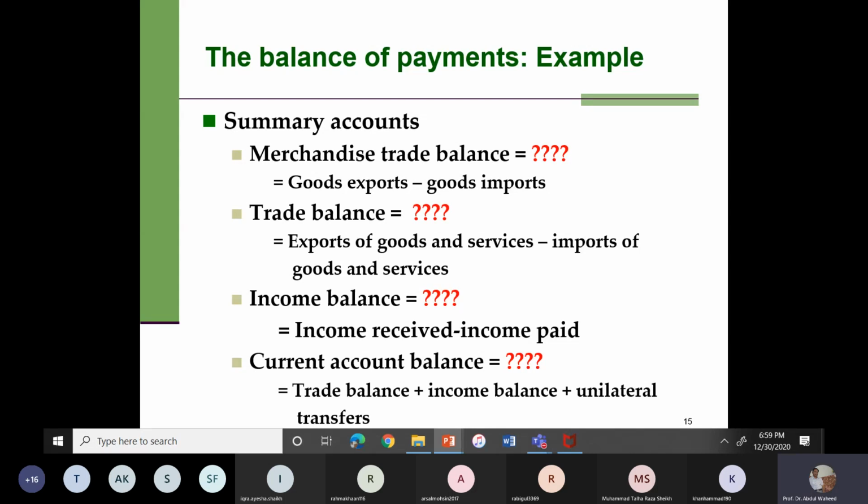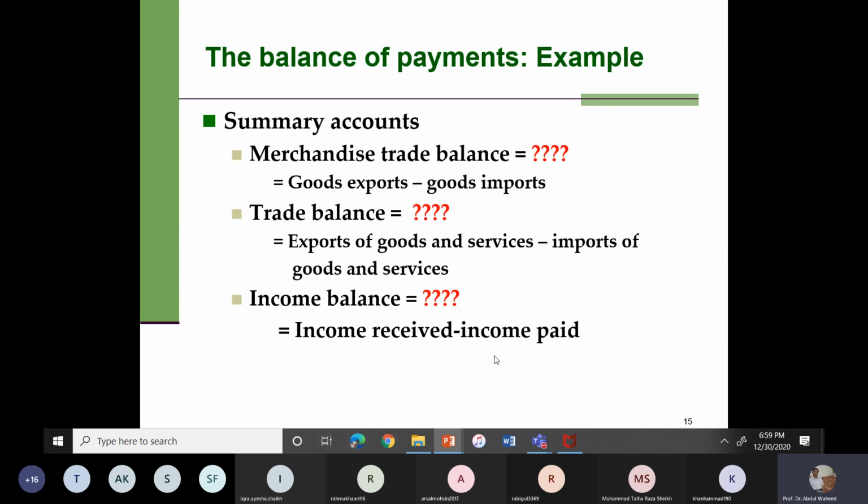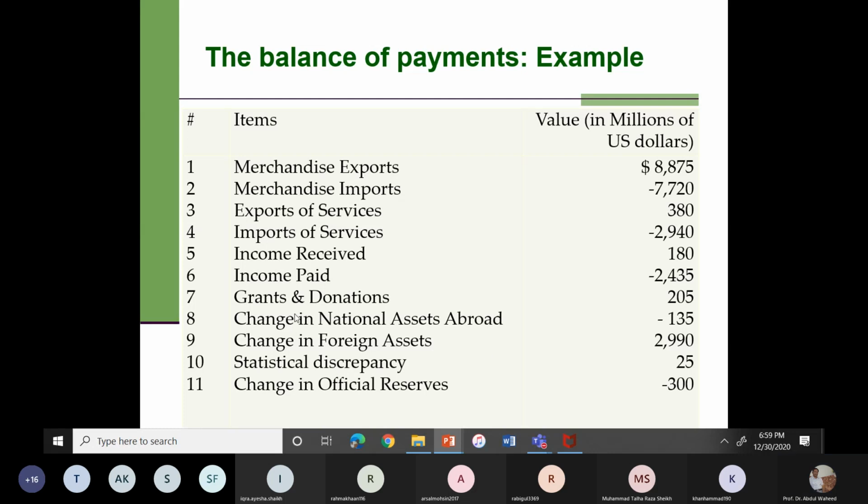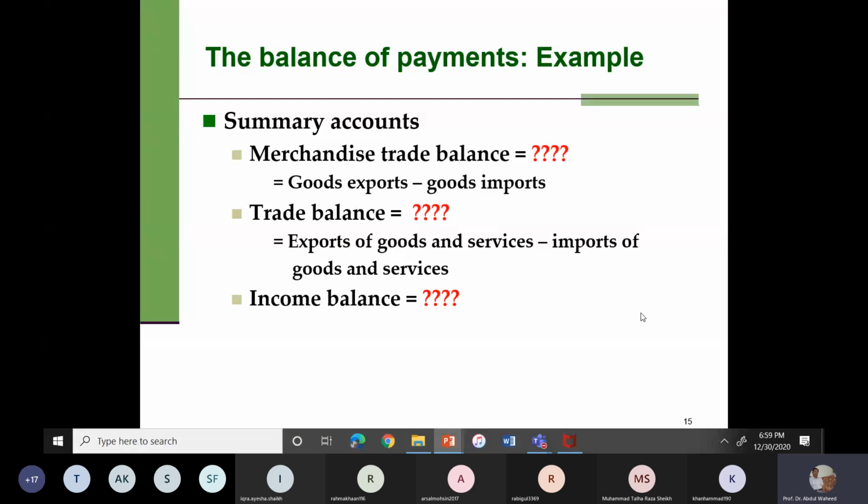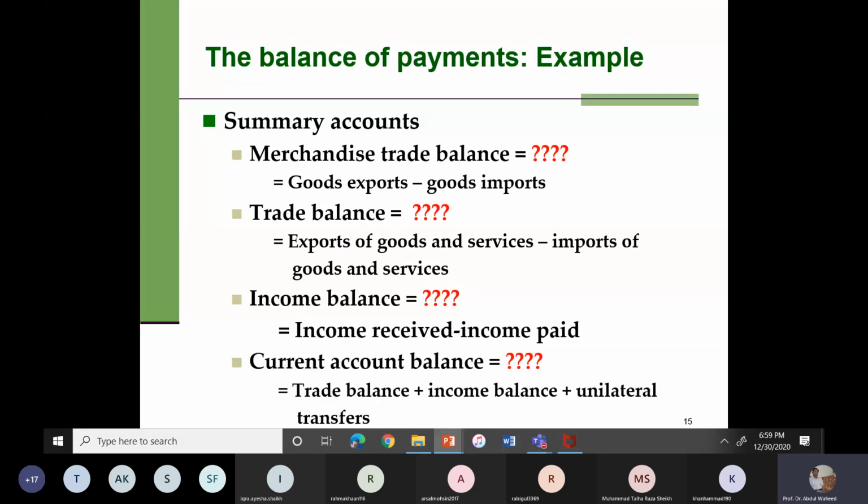Then we have the current account balance. The current account balance equals trade balance. From here you will get the trade balance number, and then we have the income balance, you will get the income balance number here. And then unilateral transfer. These are unilateral transfers, grants and donations, 205. Write down this also: the current account balance equals trade balance plus income balance plus unilateral transfer. Or you can take a screenshot.